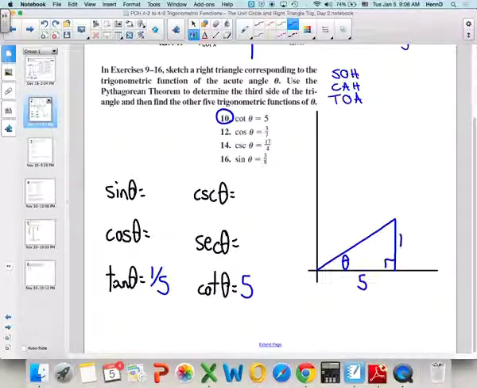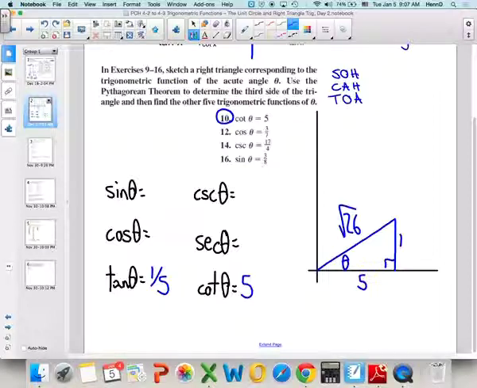What would our hypotenuse be? 1 squared plus 5 squared. Good, 1 squared plus 5 squared is 26. So the square root of 26 is our hypotenuse. And guess what? Now we can use SOHCAHTOA to get our sine and our cosine.